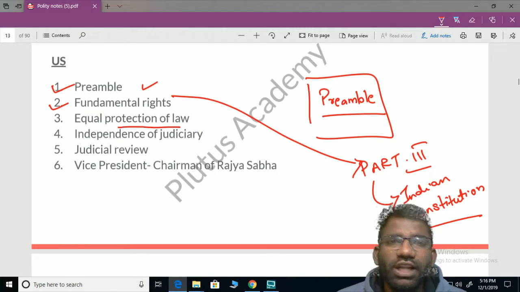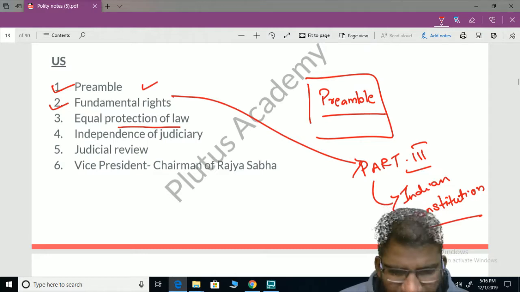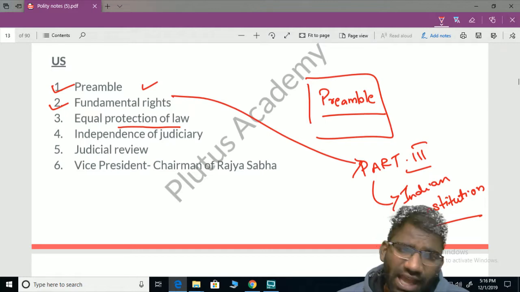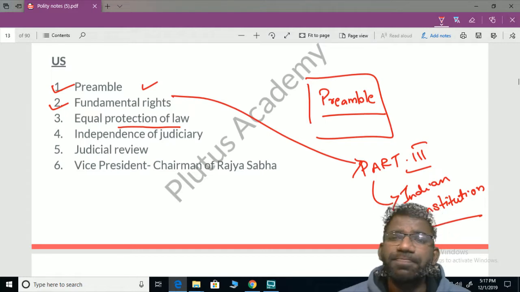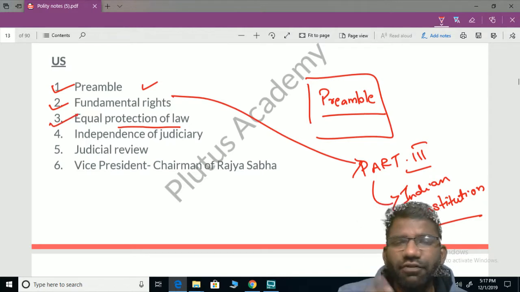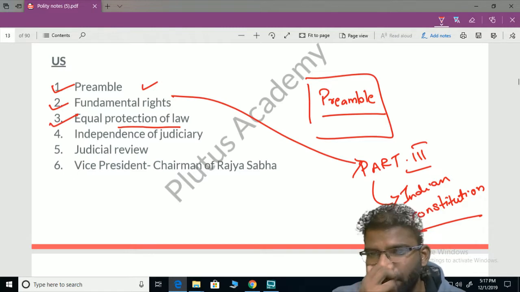The third thing which has been taken from the United States of America's Constitution is equal protection of law. The law will protect each individual equally. That means even the Prime Minister is equal in the eyes of law. Every citizen, irrespective of caste, color, place of birth, sex, every individual is equal before law. So equal protection of law is also taken from the Constitution of the United States of America.